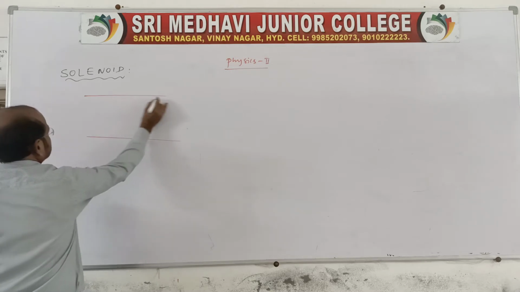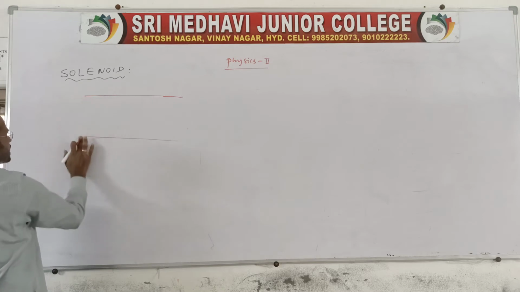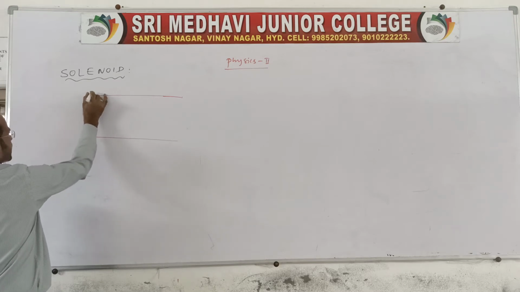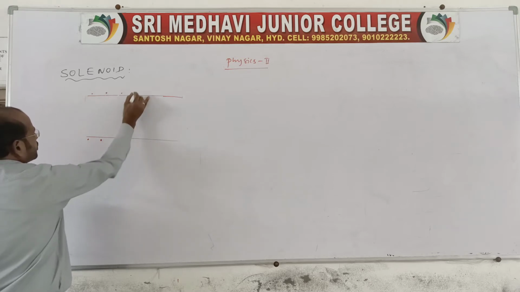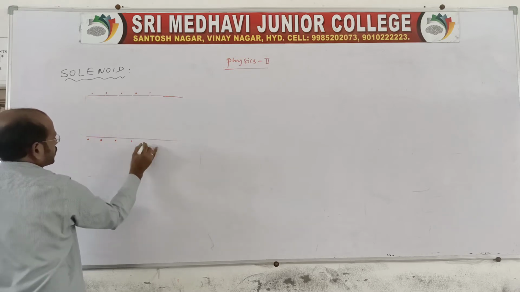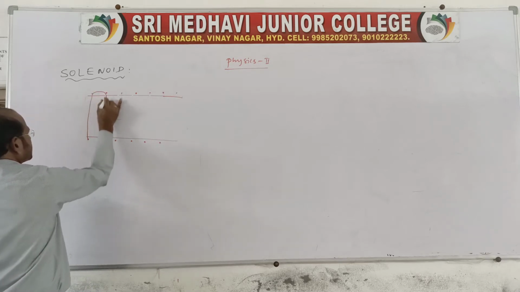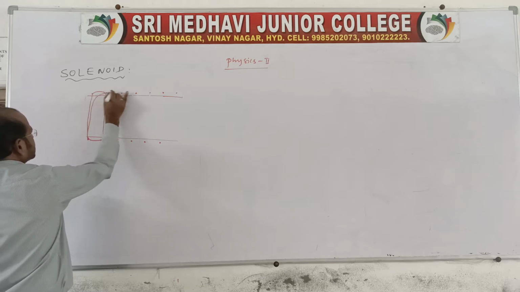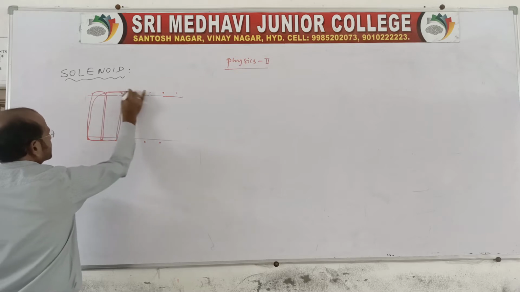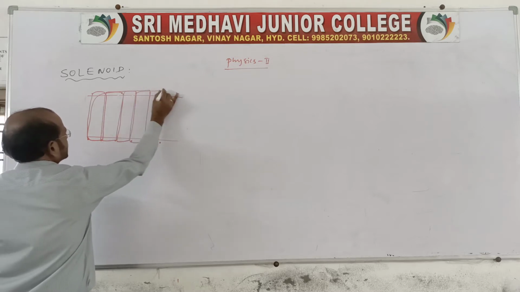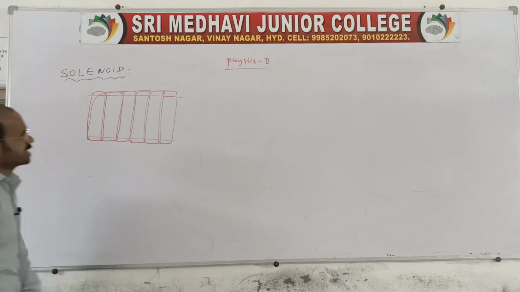Take a solenoid, which contains a number of turns. Take them like dots. Sir, what are these dots? Nothing. I want to make circular coils using these dots. That means this coil is like this. It contains a number of turns, n per unit length. So these are all dots, nothing more.